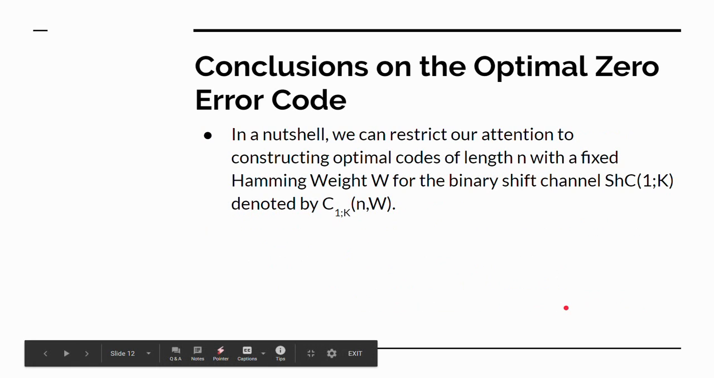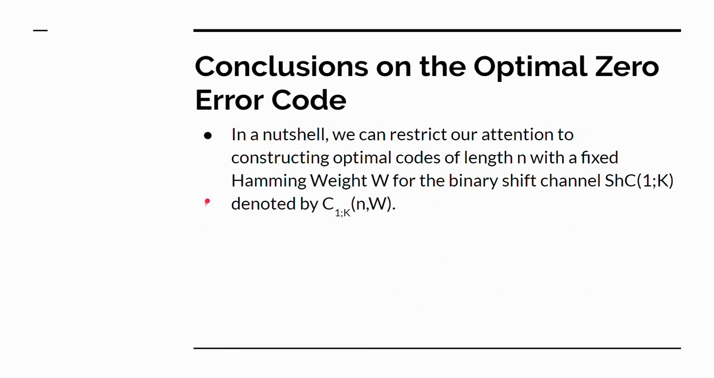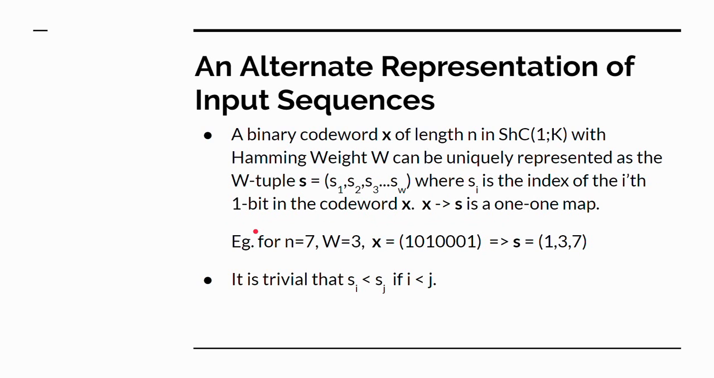So in a nutshell, we have restricted our attention to constructing optimal codes with fixed Hamming weights for the binary shift channel. Now we consider an alternate representation for the input sequences. A binary code word x of length n in the shift channel SHC 1,k with Hamming weight w can be uniquely represented as a w-tuple, because it only has w non-zero elements. So basically, s_i in the w-tuple S represents the position of the ith non-zero element. The example is given in the slide.